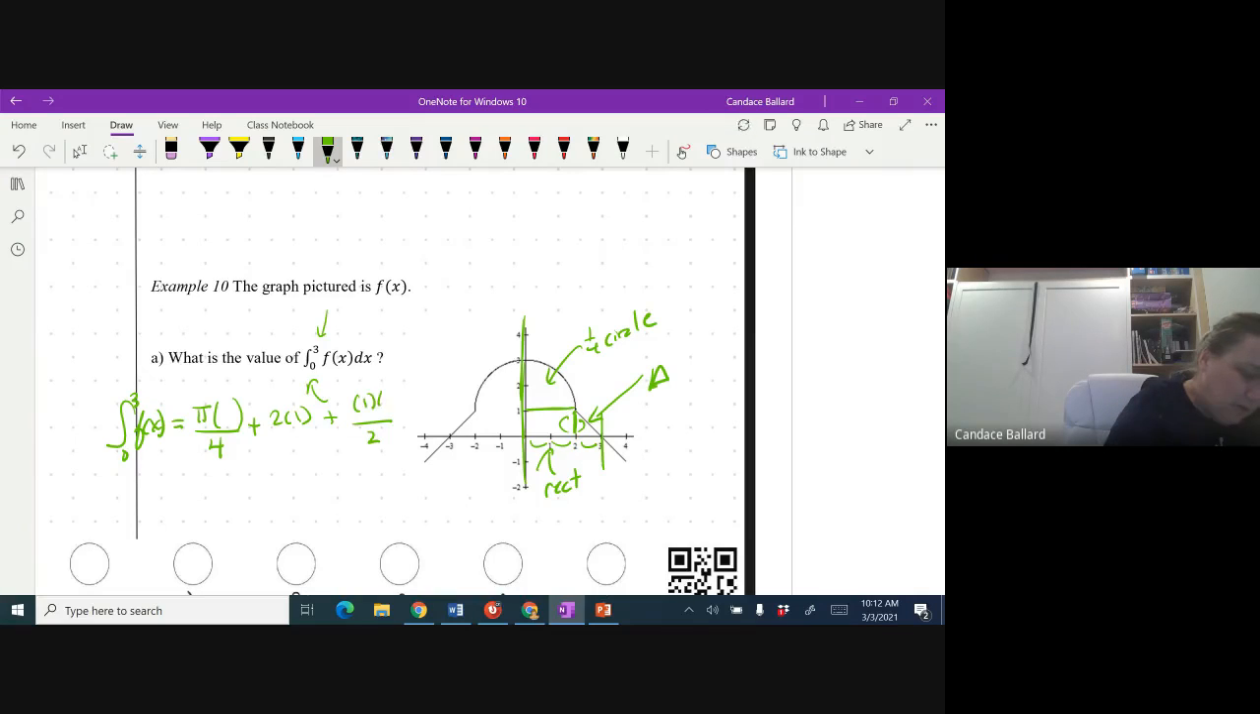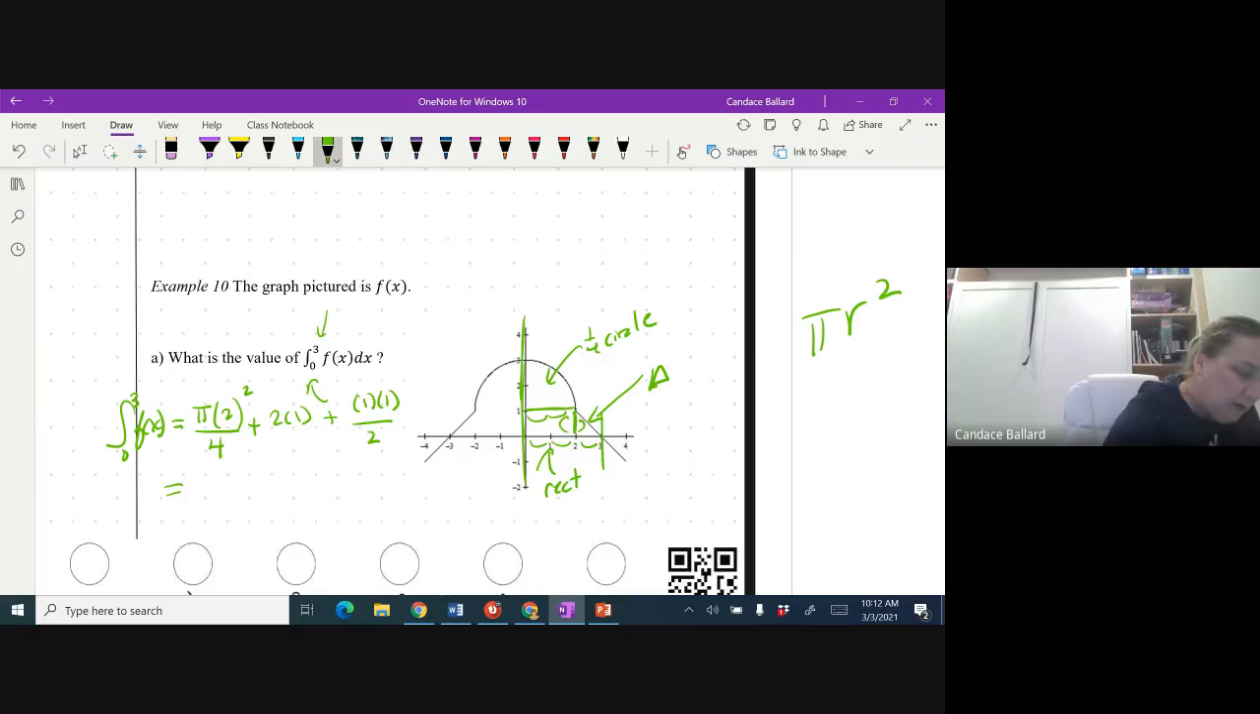Did anybody remember the area of a circle? Nobody? Pi r squared. There we go. Maybe there were a few. Thank you, Javon and Casey. Pi r squared. So the radius length on this is 2. We're going to square it, and then we divide by 4 because I only want a quarter circle.